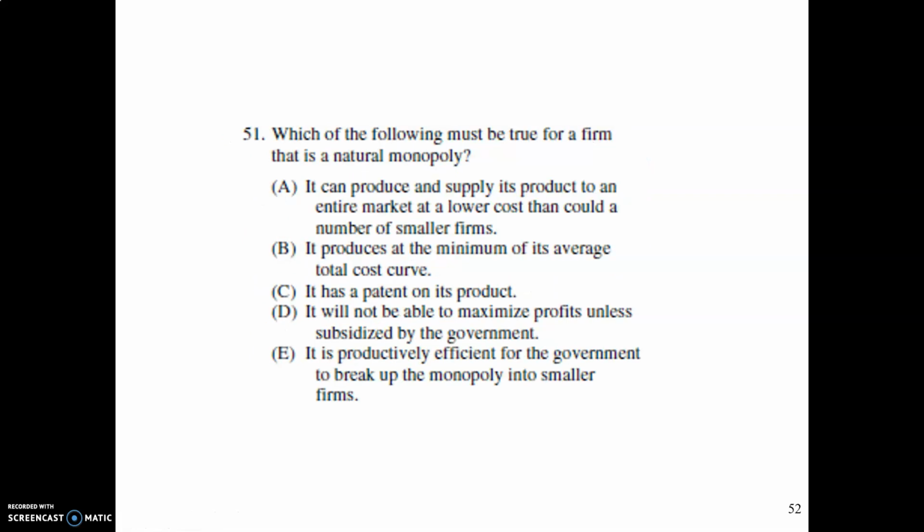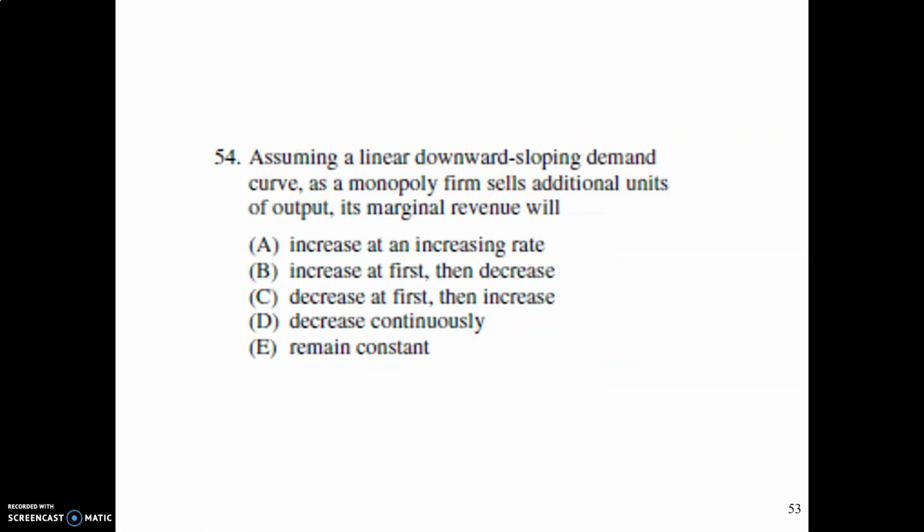Okay. So yeah. No, maybe it's not the last question. Which of the following must be true for a firm that is a natural monopoly? It can produce and supply its product to an entire market at a lower cost than could a number of smaller firms. So a natural monopoly, remember now, is a regulated monopoly allowed by the government, and the government has decided that that monopoly, i.e. Cobb EMC, should exist because it can produce and supply at a lower cost than if there were a bunch of us out there using up the resources.